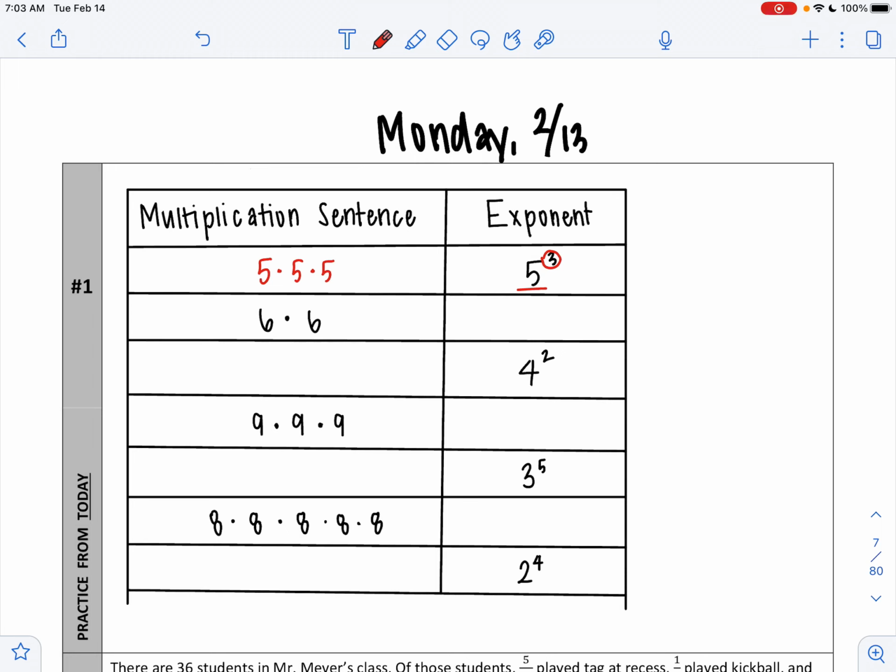That was exponent to multiplication, but when I move from multiplication to exponent, I know my base is 6, because that's what I'm multiplying, right? And I know that I'm multiplying it 2 times. So I have 6 to the second power. And in question 1, all you're doing is completing the table.